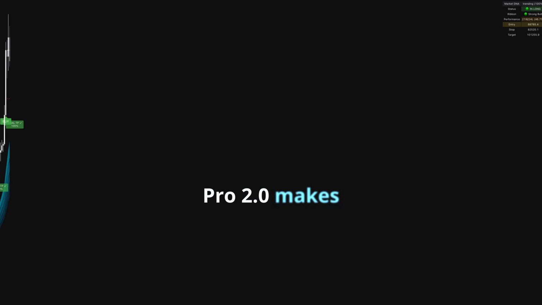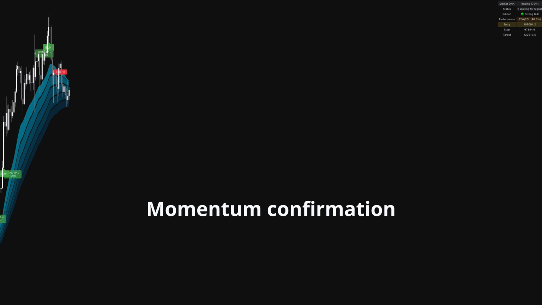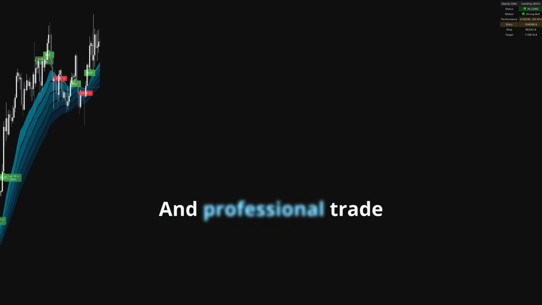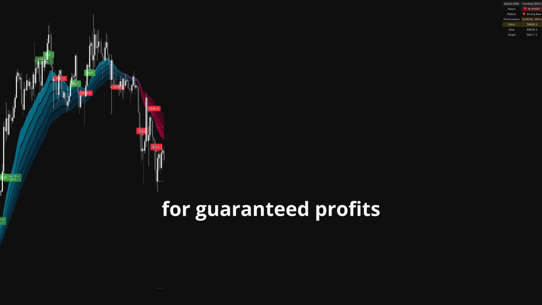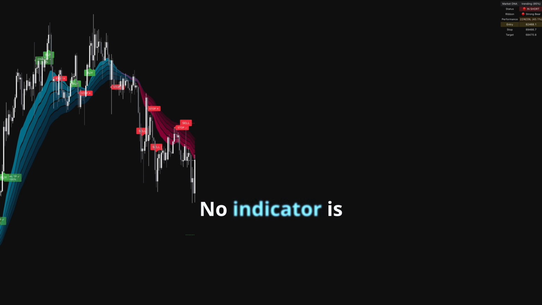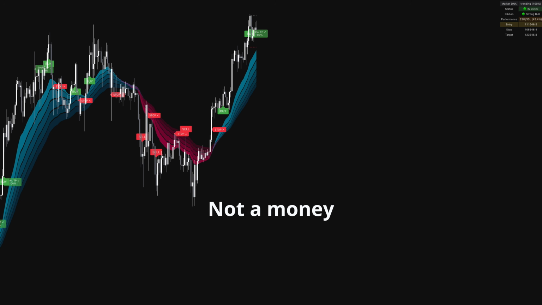Pro 2.0 makes sense if you want the complete package. Trend filtering, momentum confirmation, chop protection, and professional trade management in one indicator. If you're looking for guaranteed profits, this isn't it. No indicator is. Pro gives you better tools and more control, not a money printer.